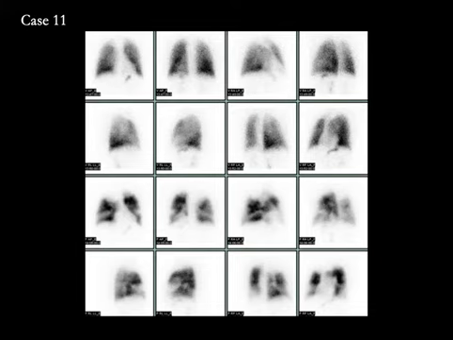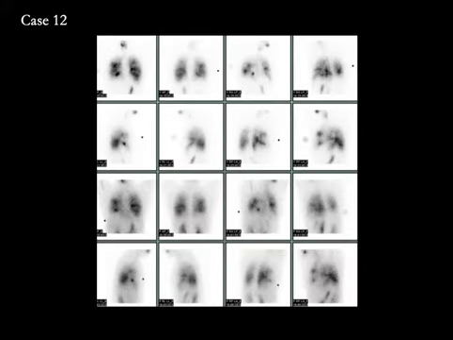Case number 11 is showing a high probability scan. Look at the ventilation image in anterior projection, perfusion image in the anterior projection, ventilation image in the posterior projection, perfusion image in the posterior projection. There are bilaterally mismatched segmental perfusion defects consistent with acute pulmonary embolism.